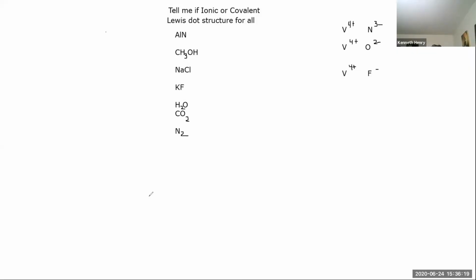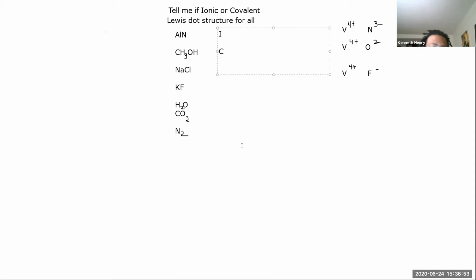Okay, so let's start with the very first one. Is it ionic or is it covalent? Ionic. Okay, so we're going to put an I by it. Okay, the next one, ionic or covalent? Covalent.